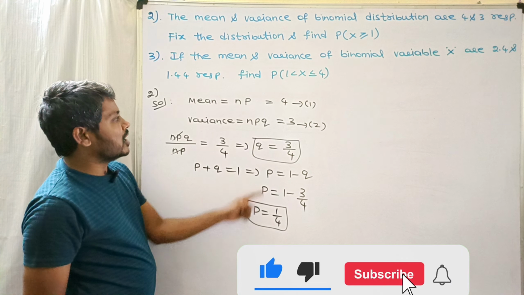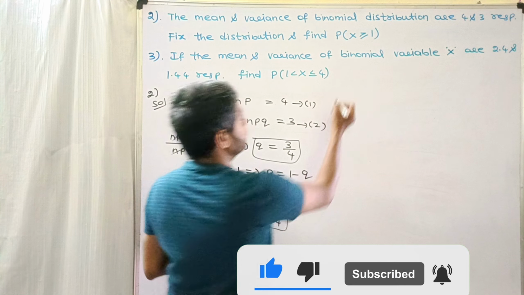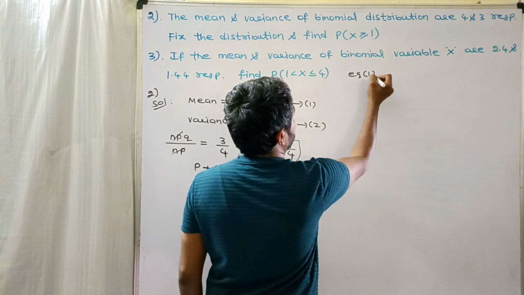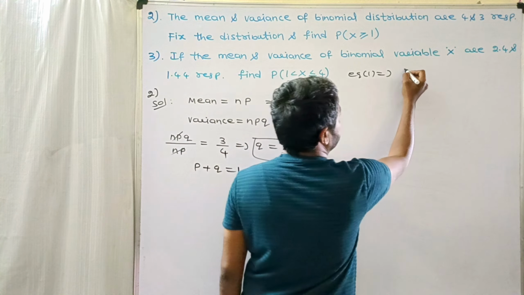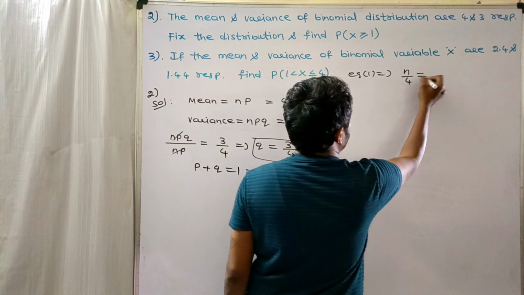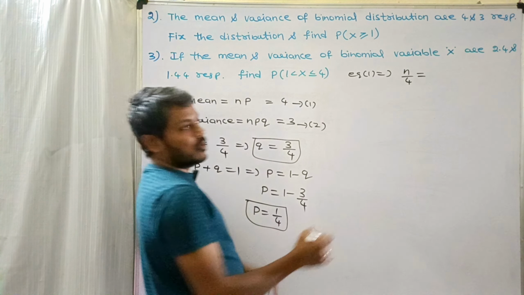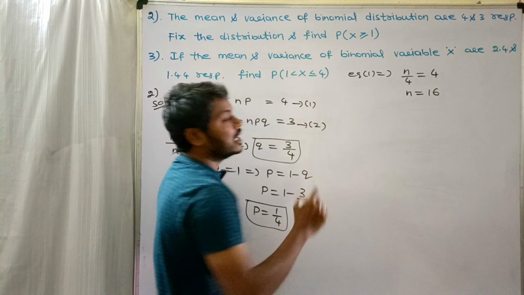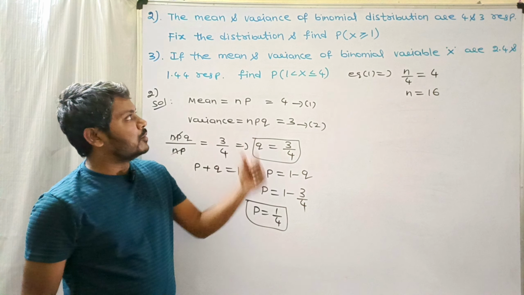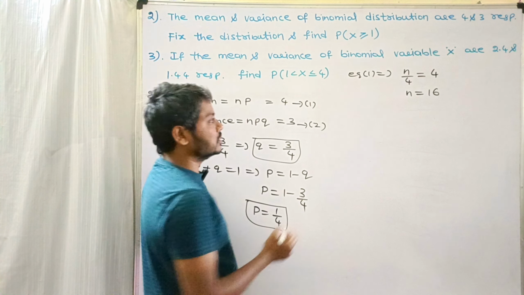Now substitute the p value in equation 1. So equation 1 implies n into p, that is n into 1 by 4, that is n by 4, which is equal to 4. Therefore, what is the value of n? 16.